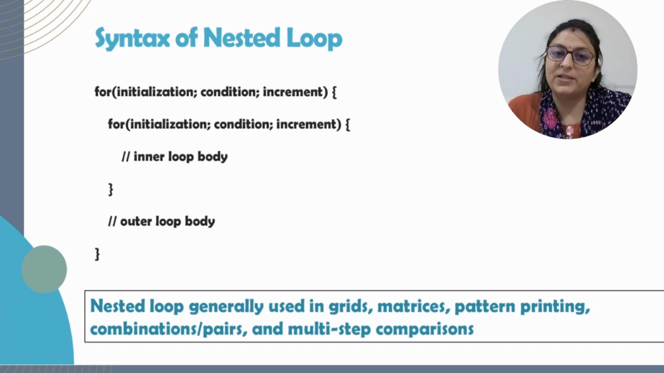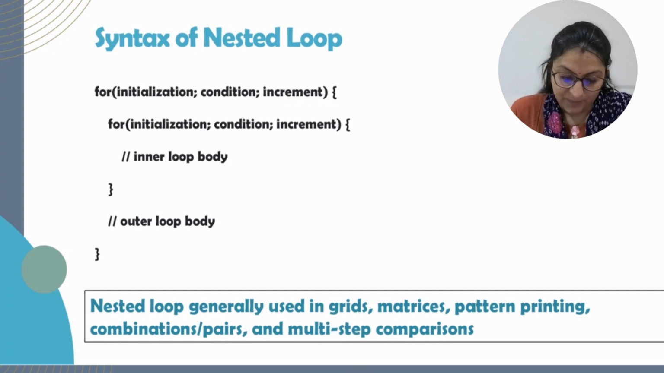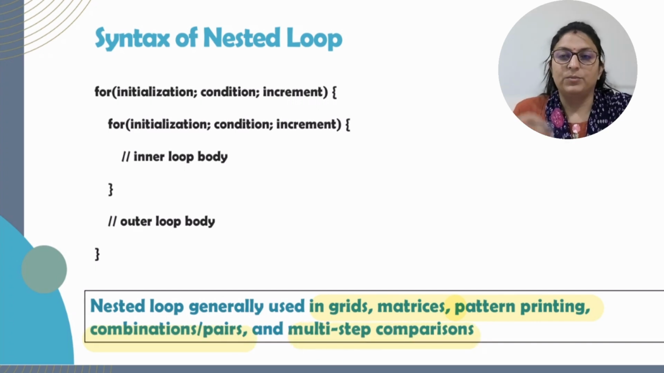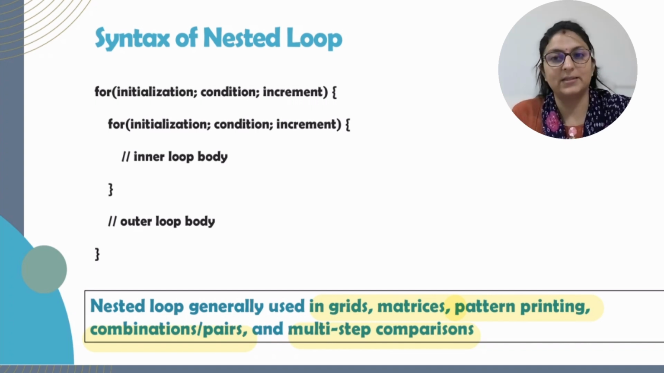So generally nested loop का use क्या होता है? Then we can say nested loops are generally used where you want to print the data in a grids or the matrices, or you want to just print the patterns, just 1 star, 2 star, 3 star, or you want to make the combinations or the pairs or multi-level comparison. So आपके पास एक 1 से लेके 10 तक के डेटा है, आपको कंपेयर करना है which one is the highest one. So here we require a multi-level comparison. So for doing this task, we require this nested loop.